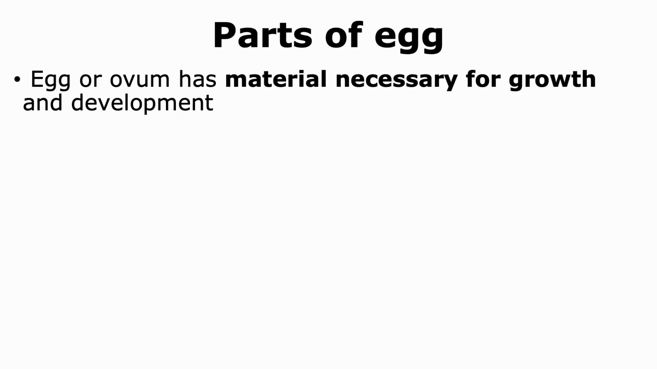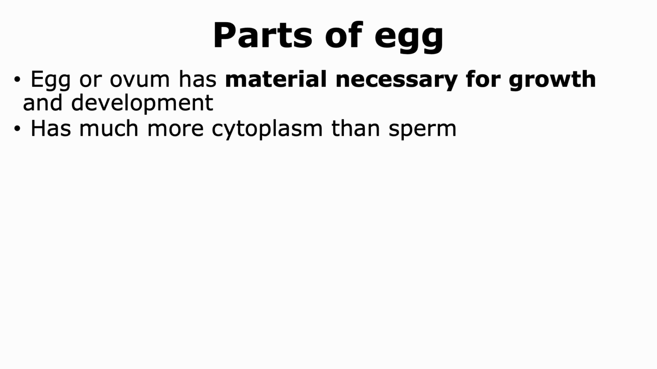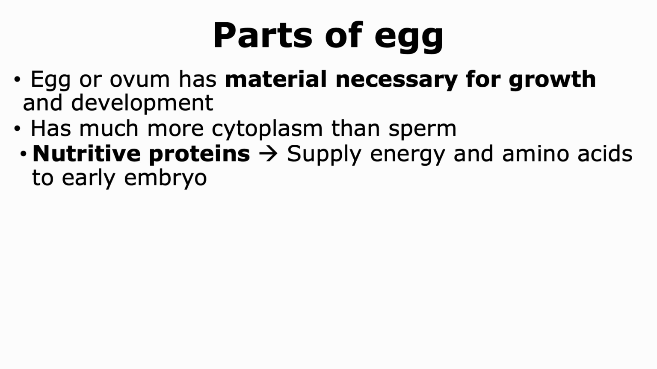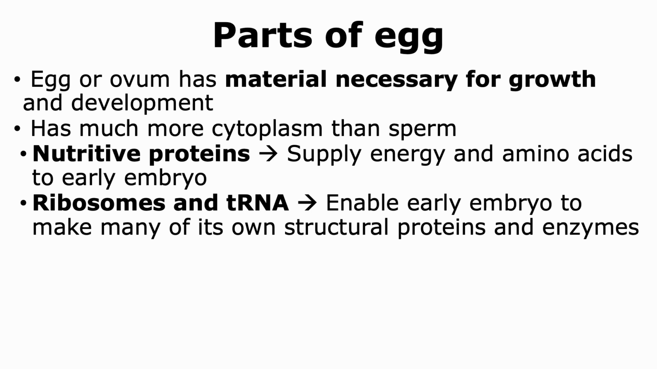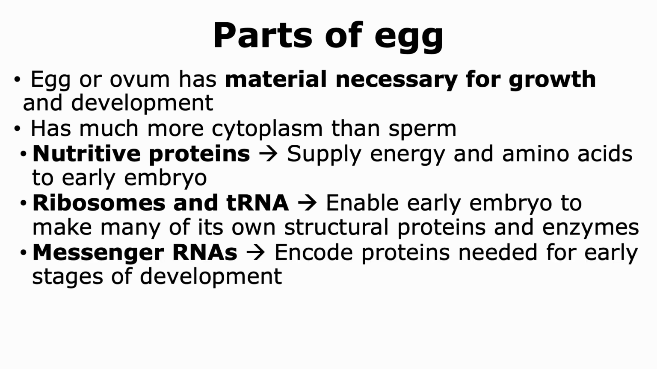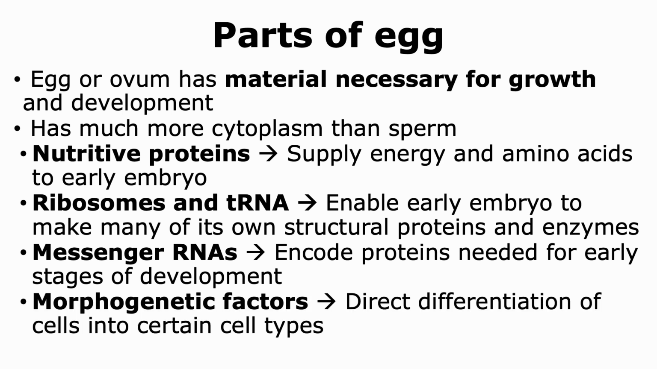The egg or ovum has the material that is necessary for the growth and development of the embryo. When we compare the egg with the sperm, it has much more cytoplasm. The other molecules present in the egg are nutritive proteins that will supply energy and amino acids to the early embryo, ribosomes and transfer RNA that enable the early embryo to make many of its own structural proteins and enzymes, and various maternal messenger RNAs that encode proteins during the early stages of development.